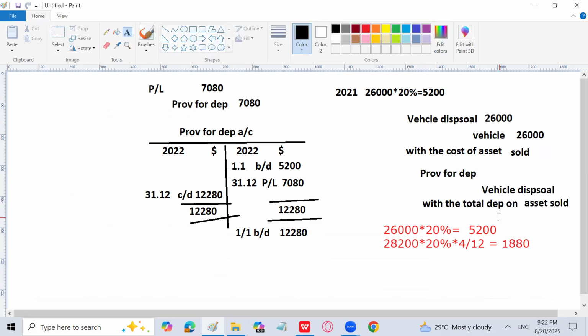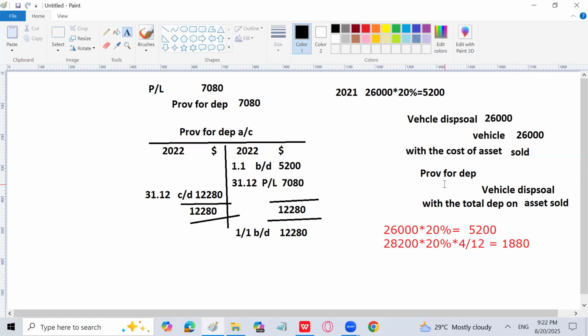So whatever asset is sold, provision for depreciation is debit. Why? Because provision for depreciation is a liability account, it is always credited. But now we are taking out all the depreciation from the provision for depreciation account. So decrease in liability is going to be debit and disposal account is going to be credit, because we have transferred the depreciation to disposal account. Which depreciation? Depreciation on the asset sold. The कौन सी वाली? From the date of purchase till the date of sale.